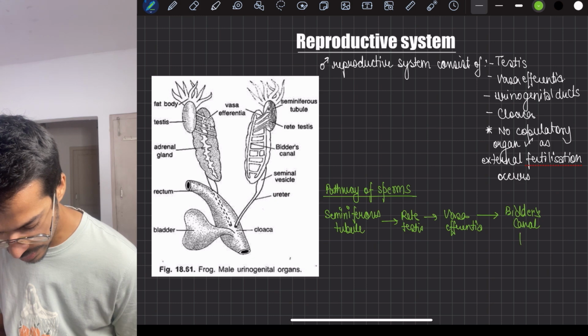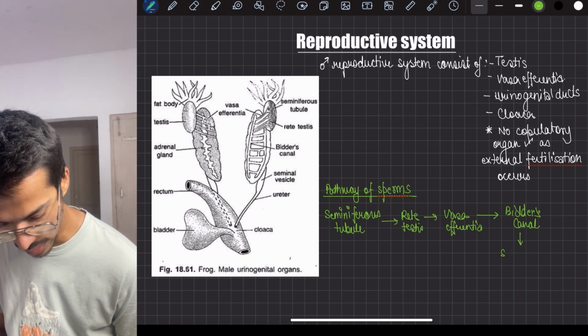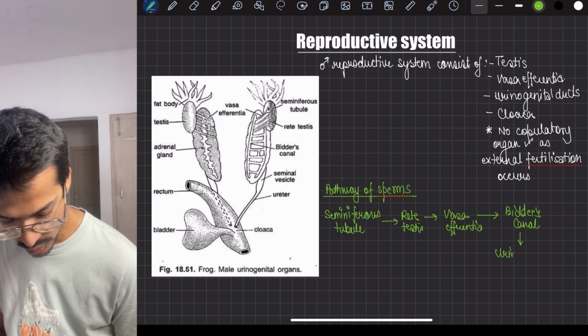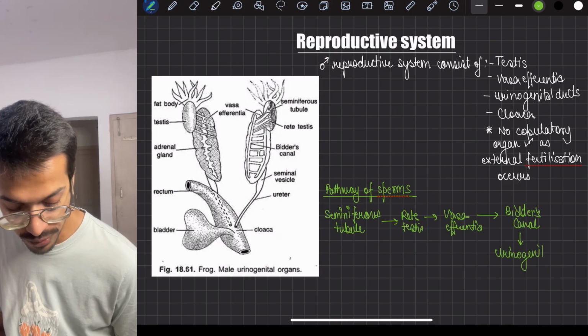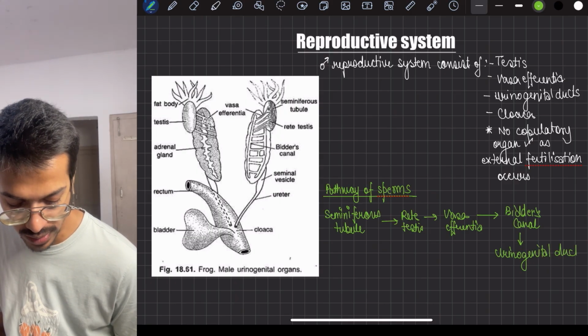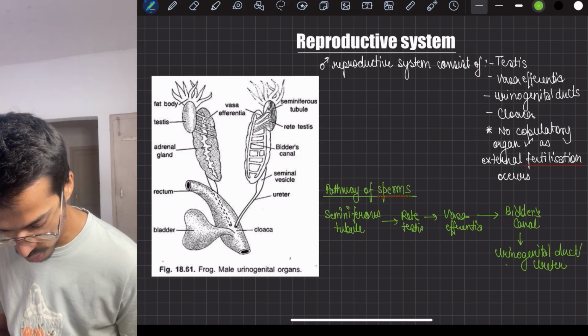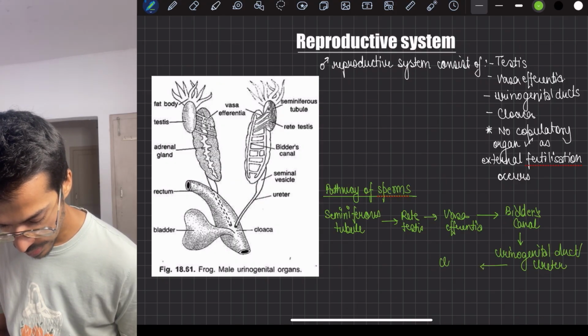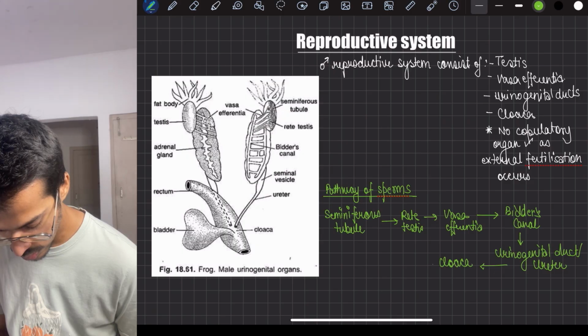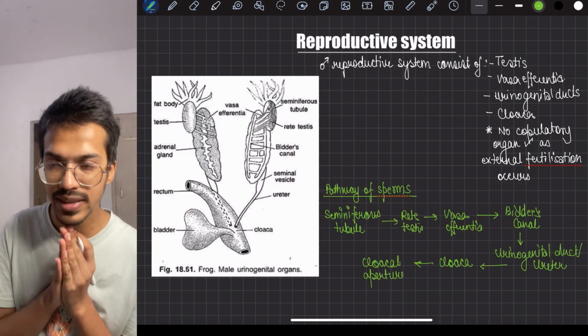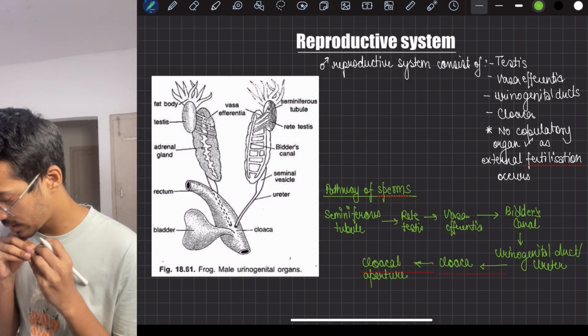from Bidder's canal it goes to urinogenital duct. If it is written as ureter, don't get confused, the same thing only. Okay, from this it goes to the cloaca, and finally to the cloacal aperture. That's it. Moving on to the next thing would be what?